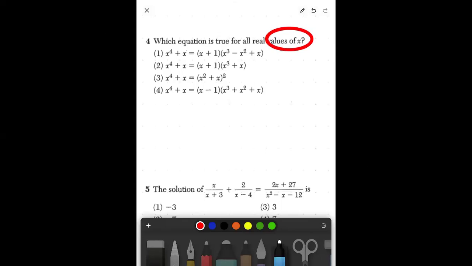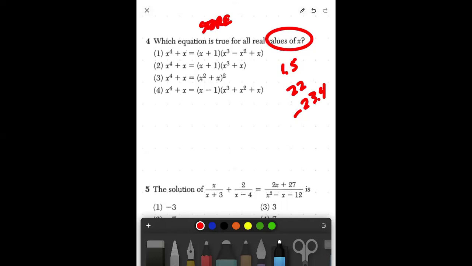So no matter what real value of x you choose, it could be 1.5, it could be 22, it could be negative 23.4, any real value that you put in here is going to give you a true statement. So one of the things you could do is choose a number for x, store it, and then go through and see which one of these answer choices gives you a true statement. That's one way to do it.